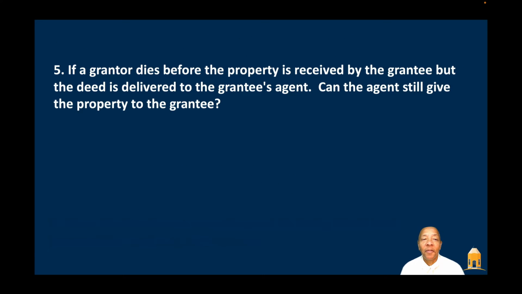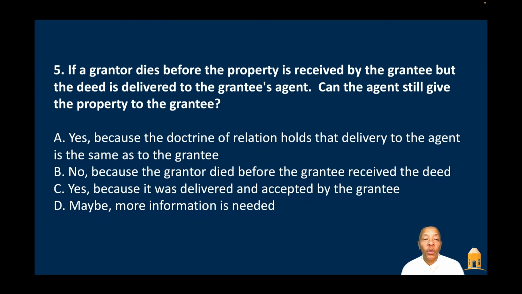Number 5, if a grantor dies before the property is received by the grantee, but the deed is delivered to the grantee's agent, can the agent still give the property to the grantee? Well, you guys should know this one. Yes, because the doctrine of relation back says delivery to the agent is the same as delivery to the grantee. No, because the grantor died before the grantee received the deed. Yes, because it was delivered and accepted by the grantee. Maybe more information is needed. What do you guys think?